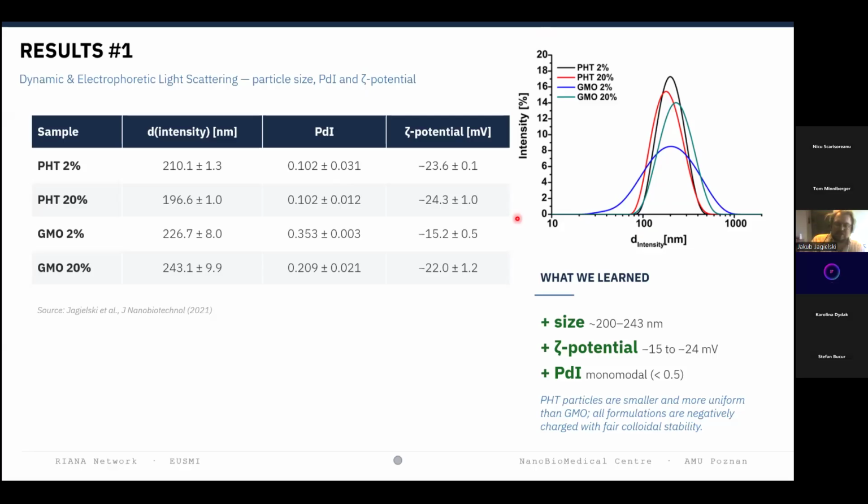Zeta potentials are uniformly negative, spanning from -15 to -24 millivolts, which also is consistent with the anionic character of the pluronic stabilizer.